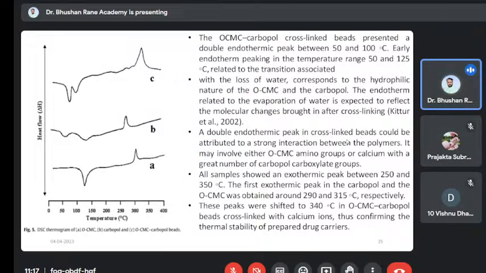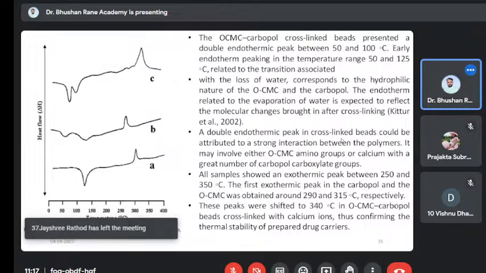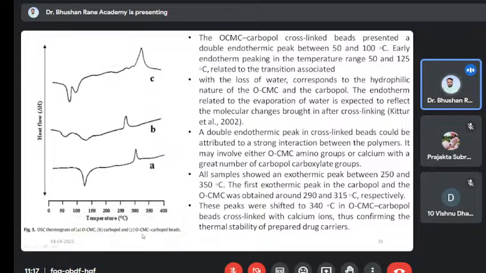So here, this is also the PhD work of me and my friend. You can understand that peak A is for O-carboxymethyl chitosan, B is for carbopol, and the C peak is for the O-carboxymethyl chitosan carbopol beads. For the cross-linked beads presented here, there are double endothermic peaks between 50 and 100 degrees Celsius.